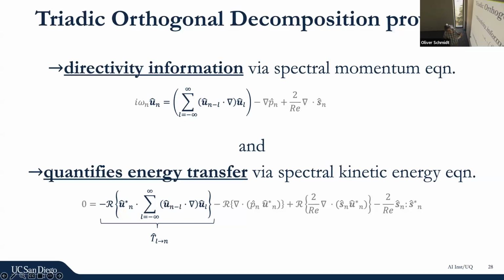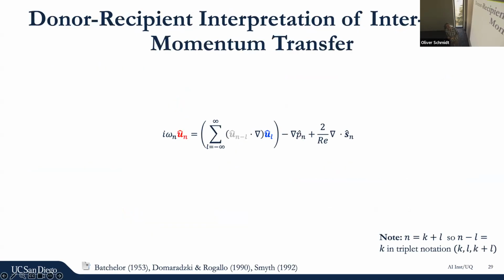It's interesting. And to get the energy, we need the energy equation. So again, we're not going to take a curl, but at least we're doing something. We left-dot it with U_N itself, or the conjugate of it, which gives us the energy equation if we take the real part. So this is the spectral kinetic energy equation to get the energy transfer out of the transfer term. These are the two ingredients. How do we get a directivity out of the momentum equation?